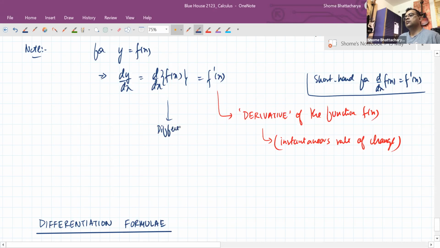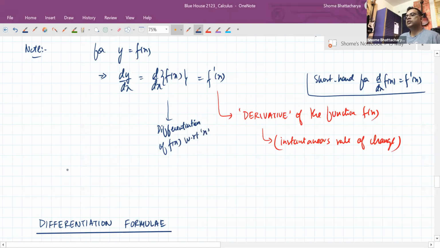Sir, can you repeat the statement again? The differentiation of the function f(x) is given by the short form symbol f prime x, and that f prime x is called the derivative of the function f(x). Okay, just write down what I've said.